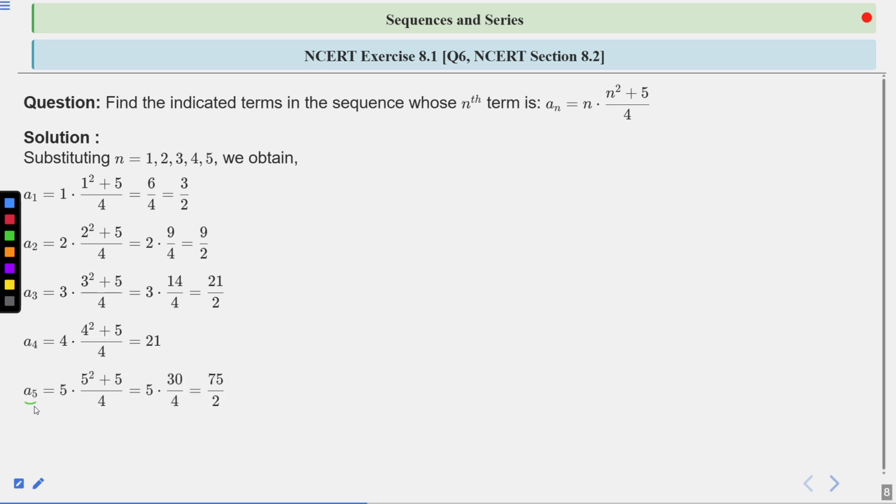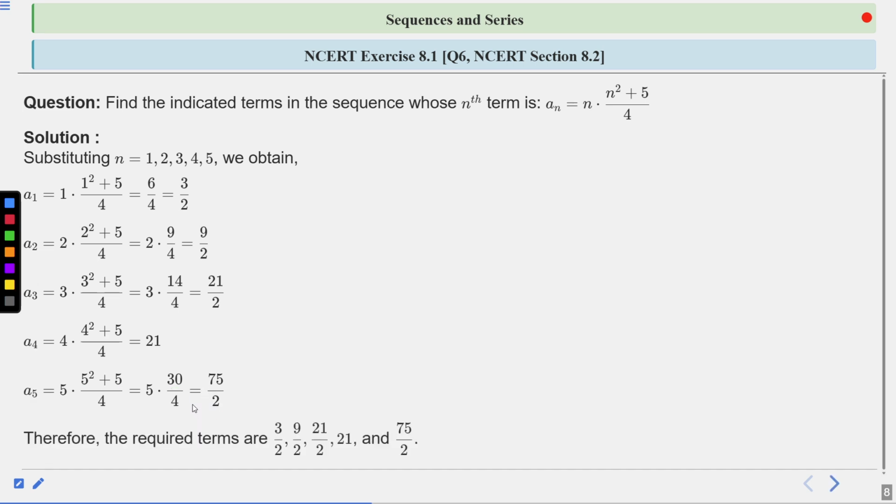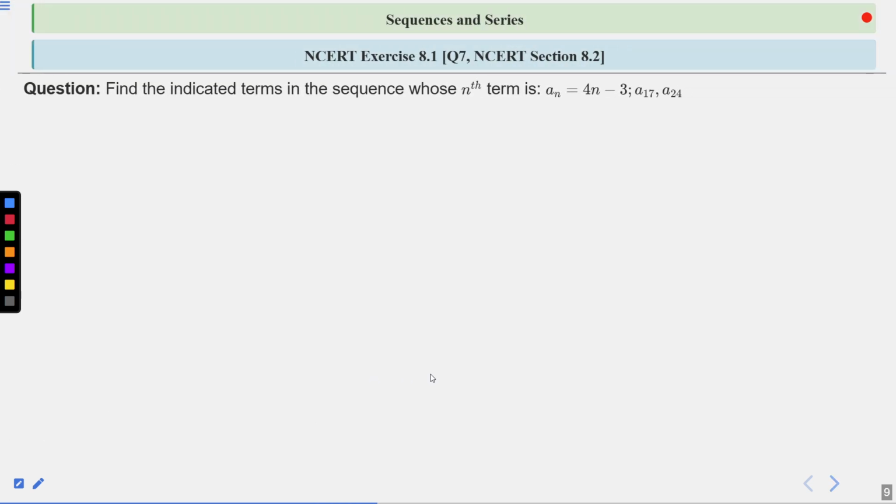Now for fifth term, A5, using the rule, 5 times 5 square plus 5 by 4. 5 square is 25. So 25 plus 5 is 30. So 5 times 30 by 4. This will be simple, 75 by 2. So my fifth term is going to be 75 by 2. Therefore, the required terms are 3 by 2, 9 by 2, 21 by 2, 21 and 75 by 2. Simple. Moving to next. This question.